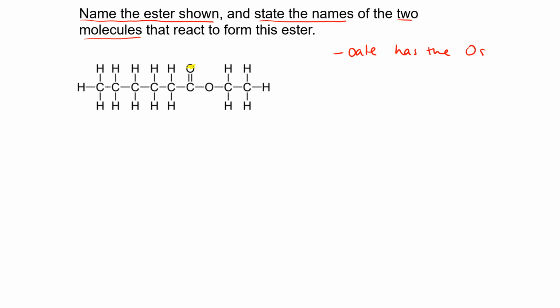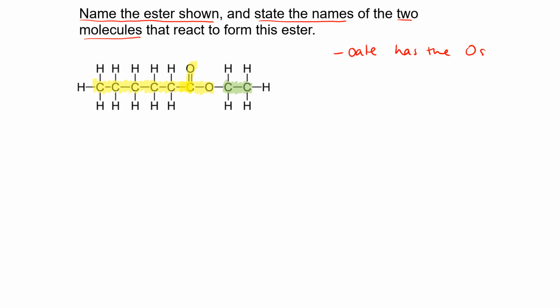So use the highlighter instead of the pen. Here's the ester group, and then the O's are joined to a carbon chain. The carbon that they're actually joined to is part of this carbon chain here. So I've highlighted in yellow there the O8 part. Then the other section of the molecule here is from the alcohol. That's just the carbon chain on its own.